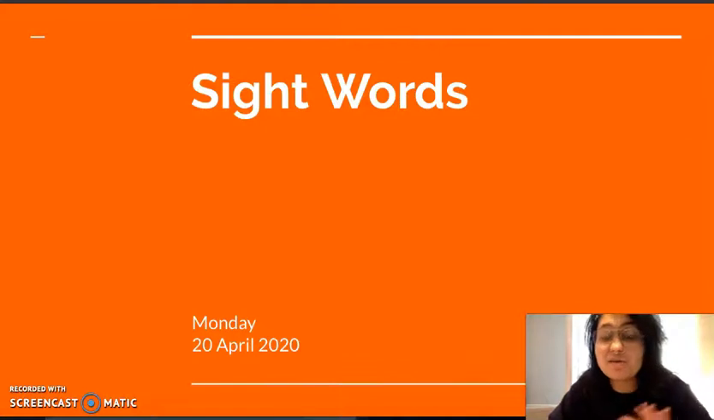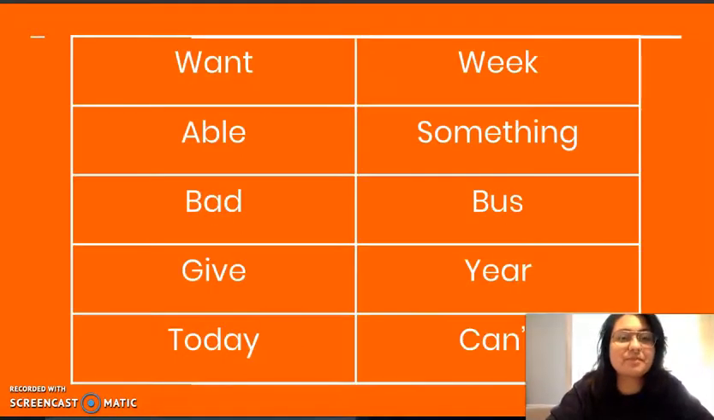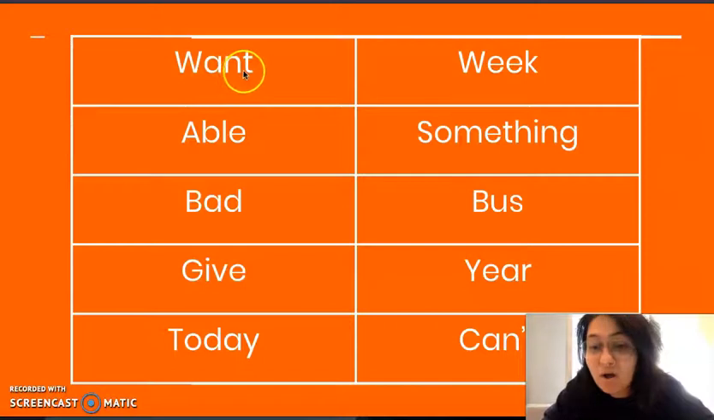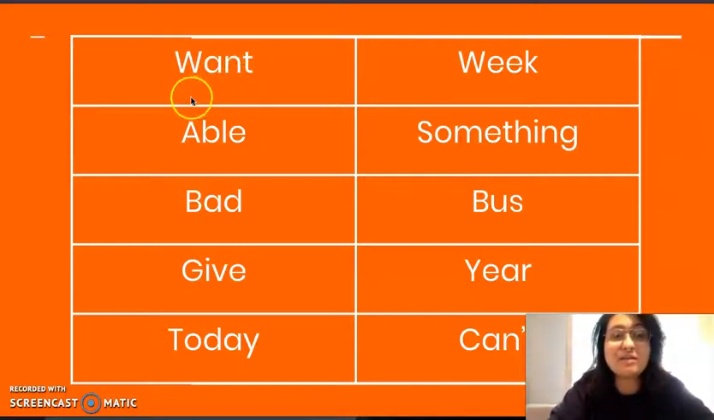Today, we're going to start with our sight words. It is Monday, April 20th, 2020. Want, W-A-N-T, want. Say it, want. W-A-N-T, want.